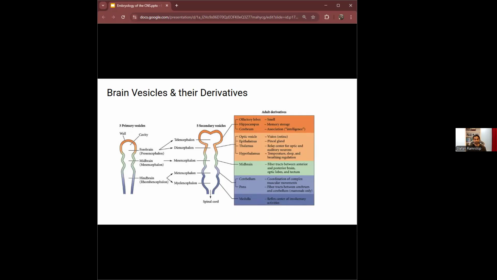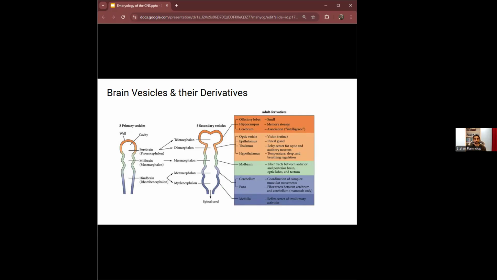So just starting at the top, you can see your prosencephalon, or your forebrain, dividing into the telencephalon and the diencephalon. The telencephalon will give rise to your cerebral hemispheres, while the diencephalon will form your deep midline structures such as the thalamus, the epithalamus, hypothalamus, and the third ventricle. The mesencephalon, or your midbrain, remains undivided, but it develops into the midbrain structures, including the tectum and tegmentum, and that contains the cerebral aqueduct.